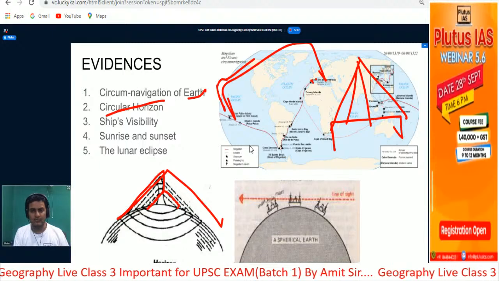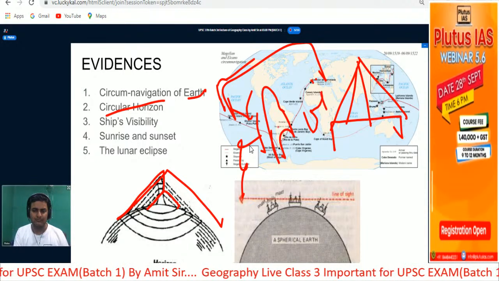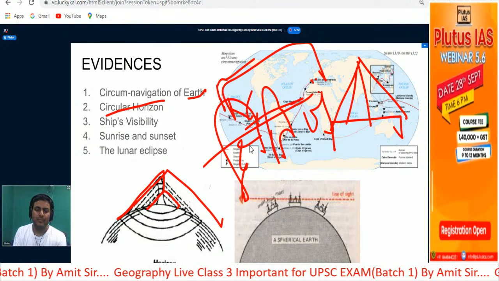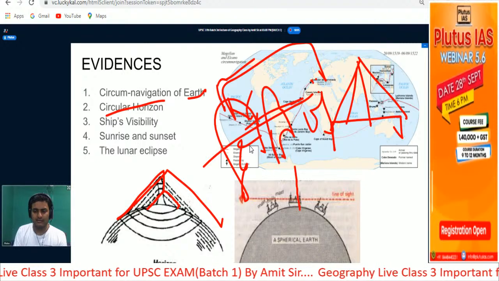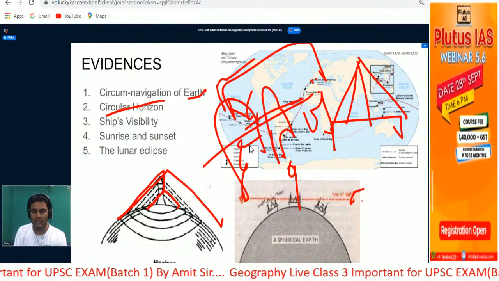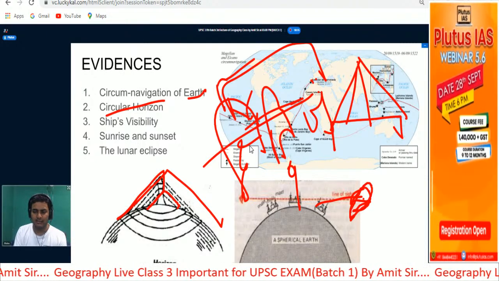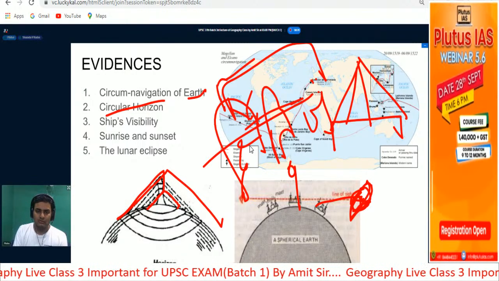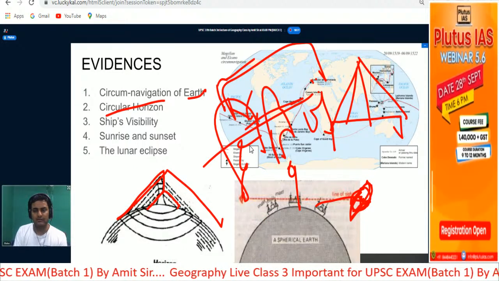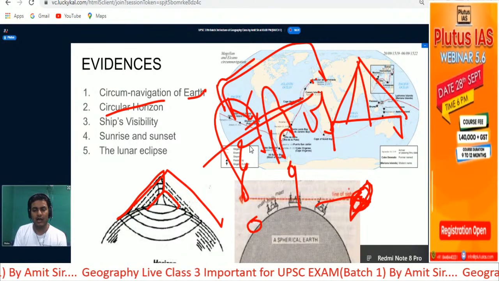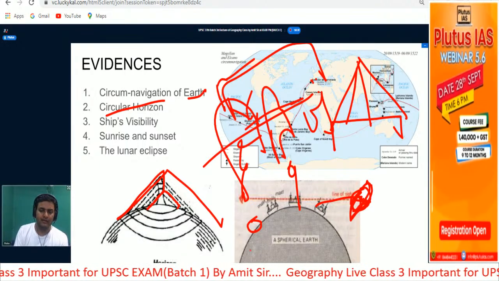And for us, in Hindi we call it Kshitij. Kshitij is the name. Horizon. Then ship's visibility. If we are standing at this lighthouse, the human eye has the tendency to see in a straight line, okay? So if a ship is coming, it will only be visible when it crosses the horizon for this eye. Otherwise, if it is located here, the eye won't be able to see it. This shows that there is some spherical arrangement.